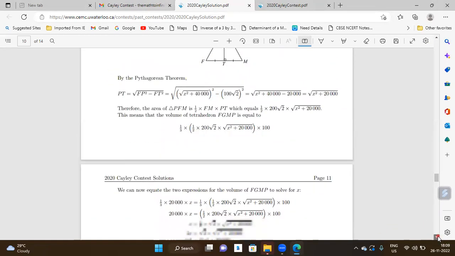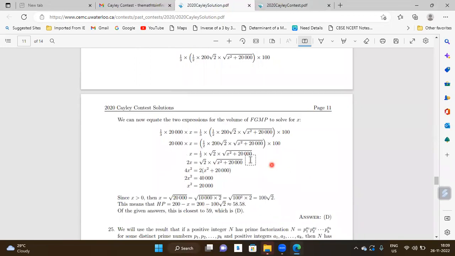When you equate, you get x squared equals 20,000. Then you take the square root. If you take the square root, you're going to get 100 times root 2, right? So you just have to substitute that. The question is to find HP, right? So for finding HP, it's 200 minus 100 root 2. The value of root 2 is 1.414.